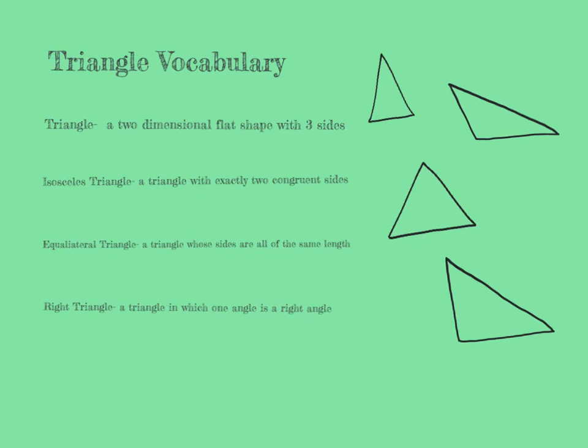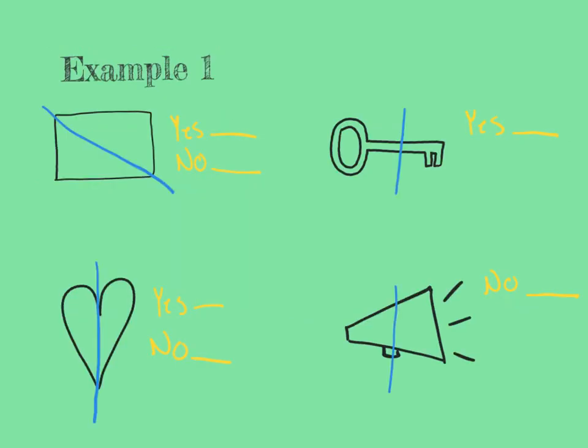For example 1, we will go over if the line of symmetry on each shape is drawn in the right spot. Pause the video and try and see if you can do this yourself. Drawn in the right spot. The answer is yes. So, for the first one, that would be yes.